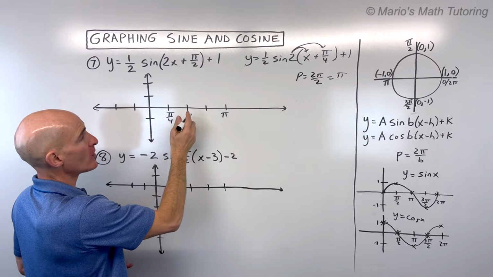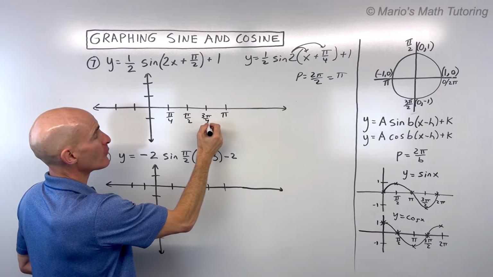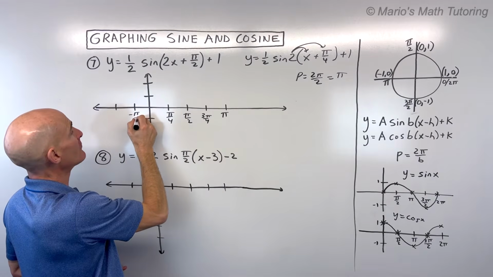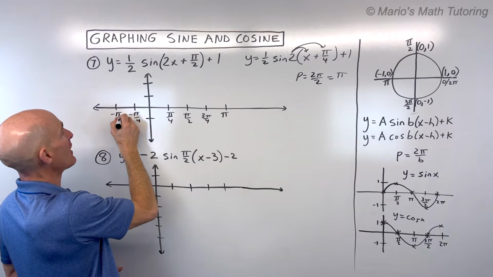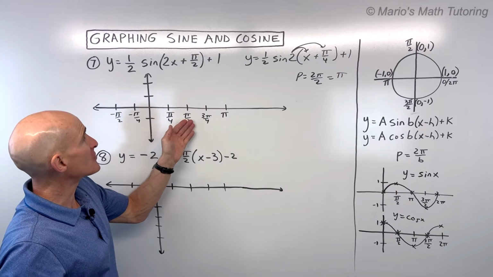So pi over 4, 2 pi over 4, which is pi over 2, 3 pi over 4, 4 pi over 4. Or if we go this way, negative pi over 4, negative 2 pi over 4, which is negative pi over 2. Okay, now we've got our scale.